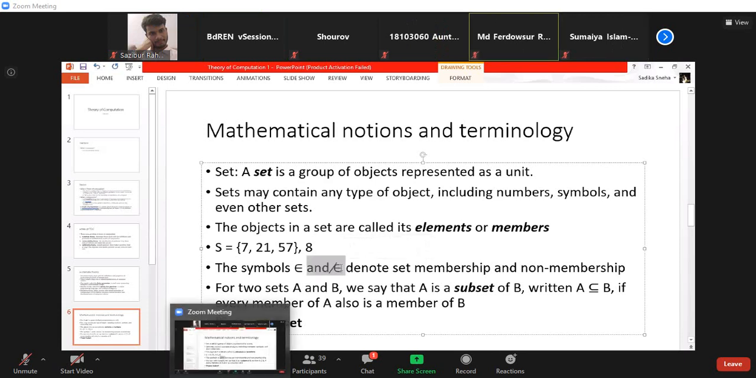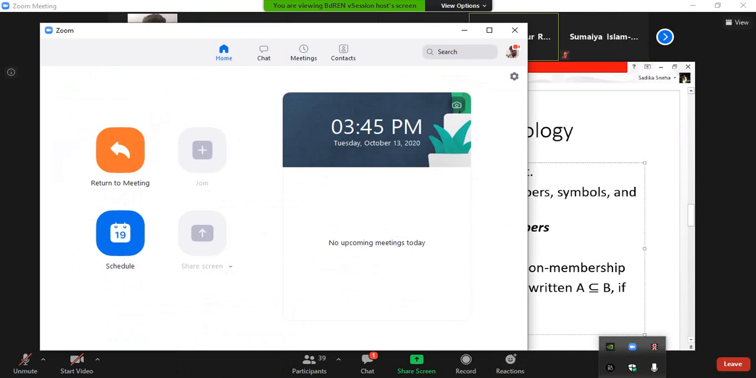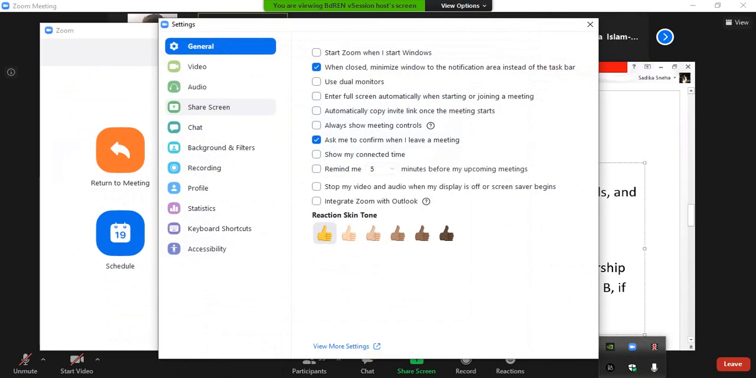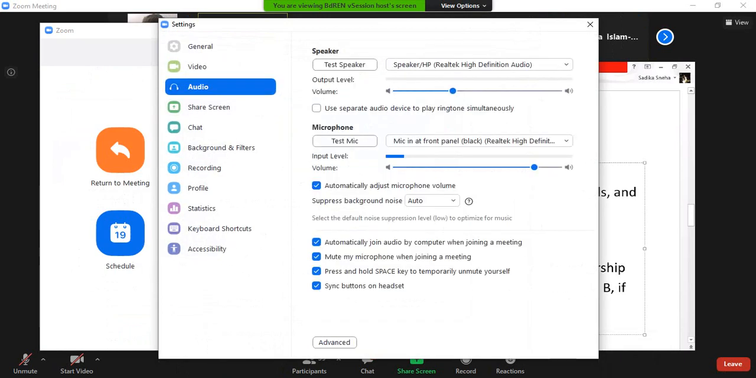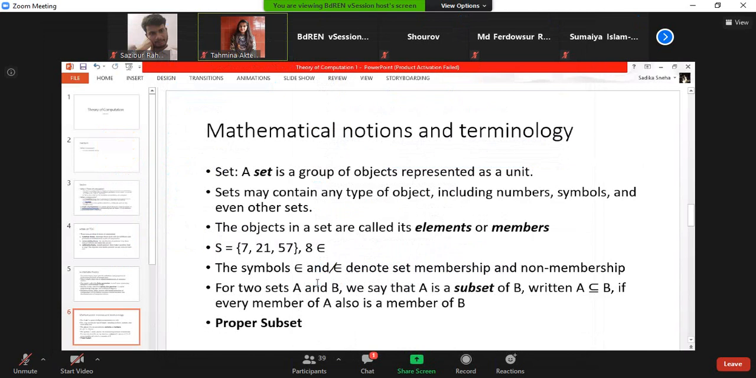Okay, let me copy this thing. Board is a must for theory of computation. That cross is not copied. Why is it moving?